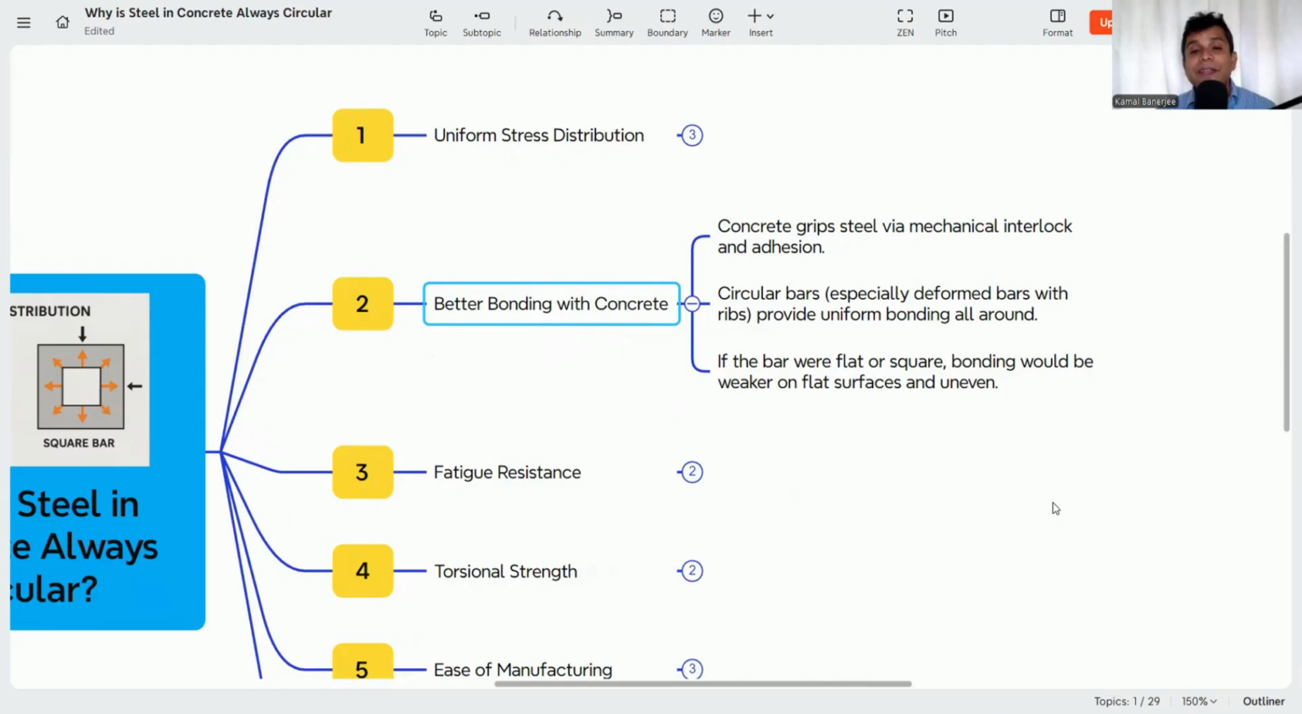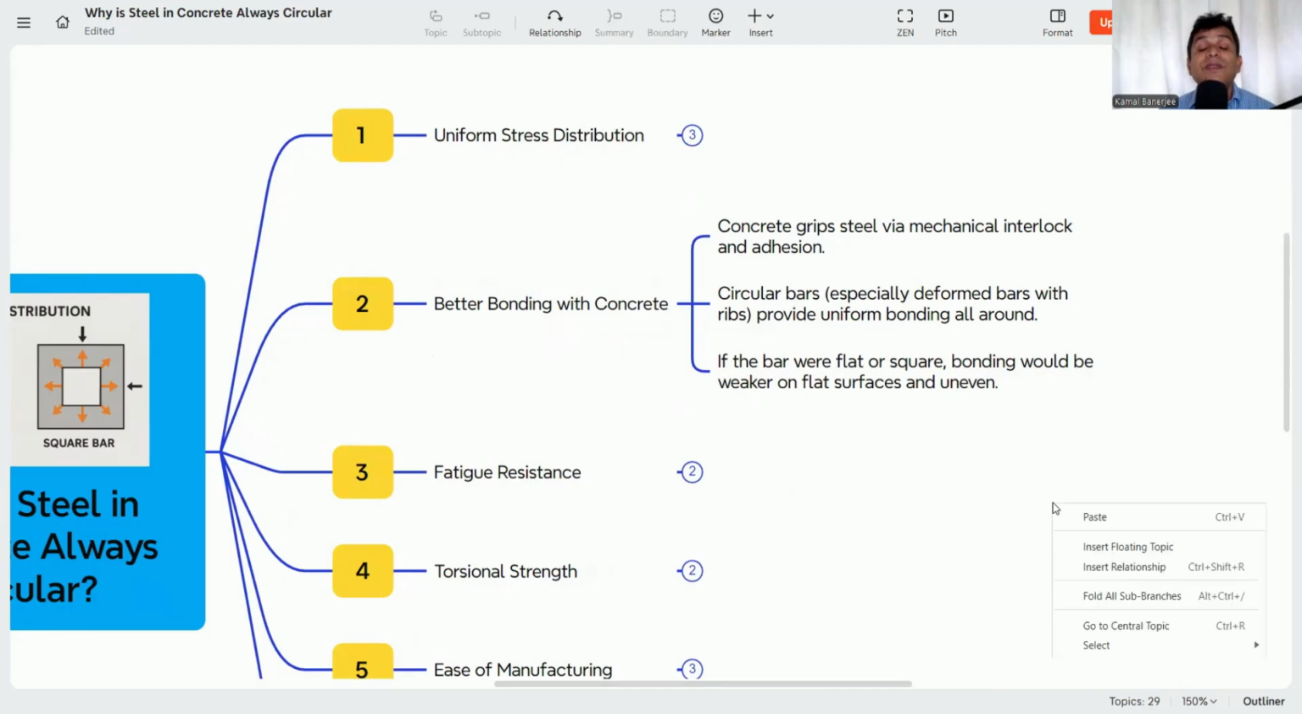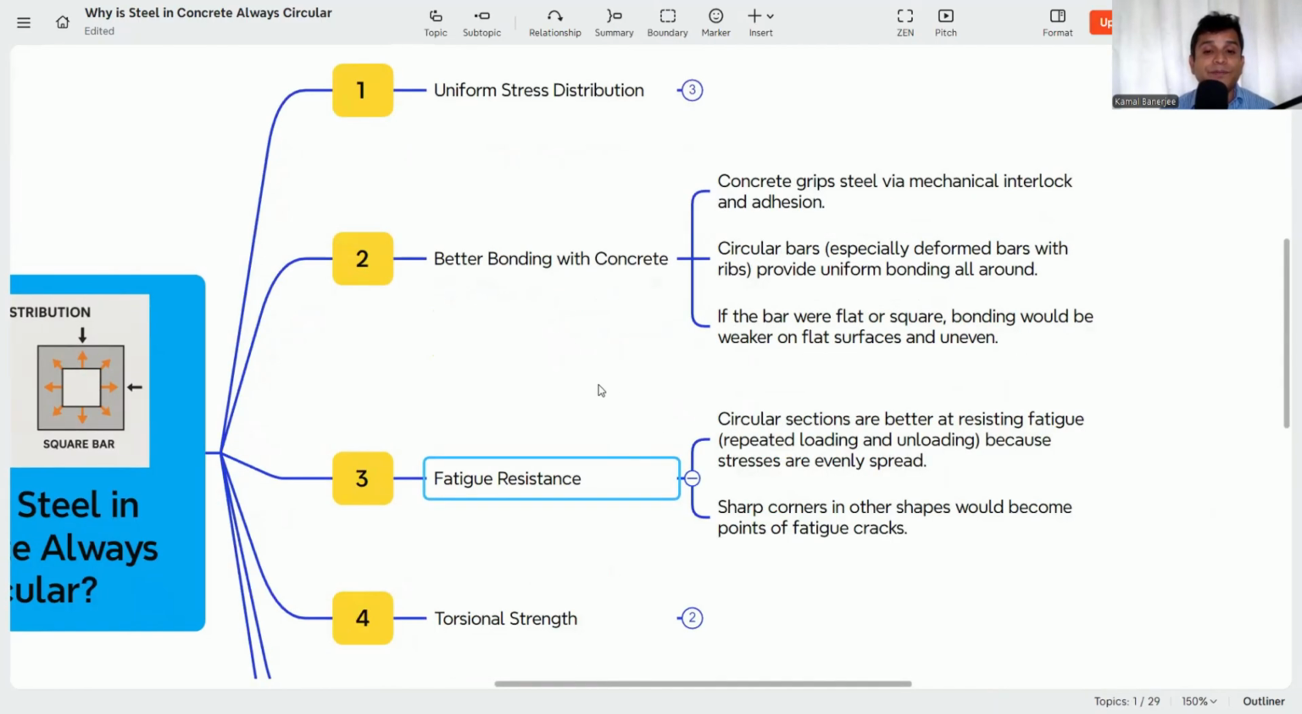And then if the bar were flat or square, bonding would be weaker on a flat and uneven surface. So if the surface is flat or rectangular, the center of gravity is not the same, and if the center of gravity is not the same, what will happen? The load distribution will not be equal.